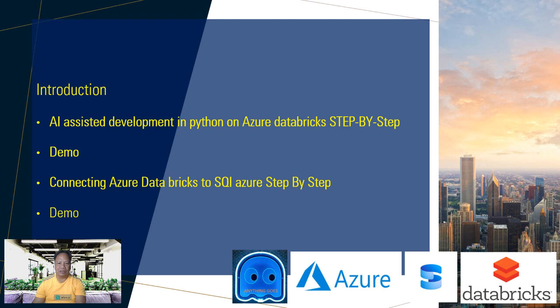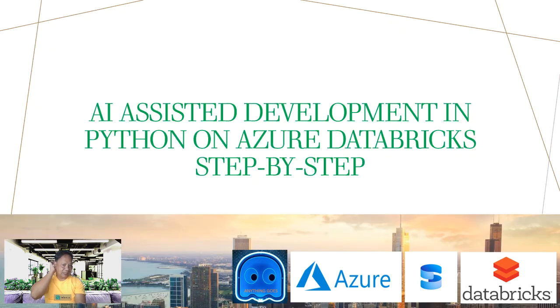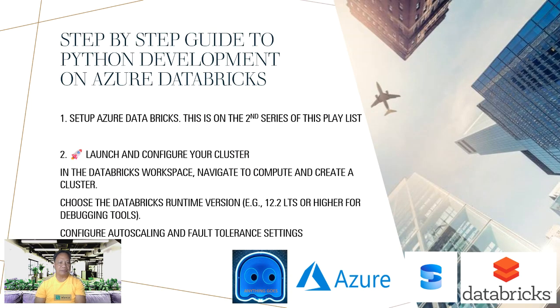So we're going to do AI assisted development on Python in Azure Databricks, and we'll have a demo, and then we will connect to a SQL Server database. The step-by-step guide is, first you need to set up Databricks. I already showed that in the previous training prior to this, so you can go back or click on the link below and launch it if you haven't done so.